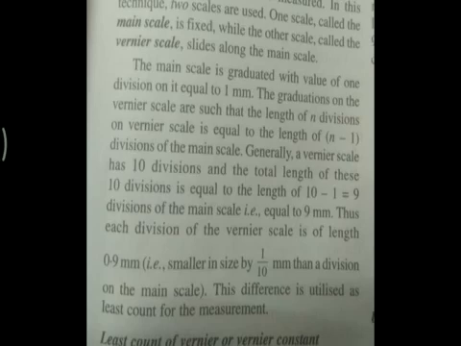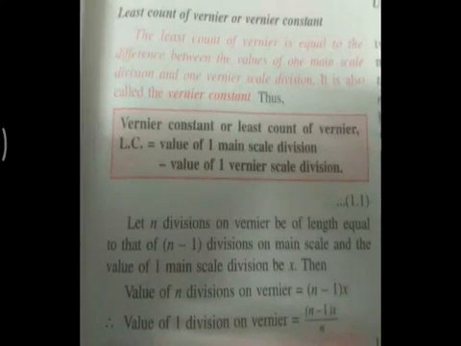So value of one vernier scale division will be what? It will be 0.9 mm. Why? Because it is covering only 0 up to 9 mm, right? So with that we will calculate the least count of the vernier. See, main scale least count we know that it is 1 mm. Now we want to know the least count of the vernier also. The least count of vernier is what? It is equal to the difference between value of one scale division and the one vernier scale division.